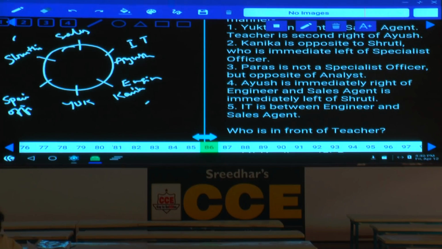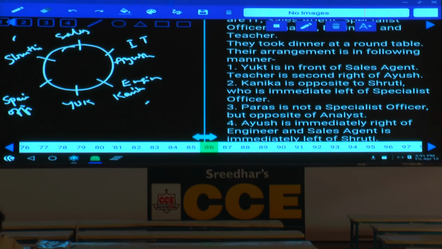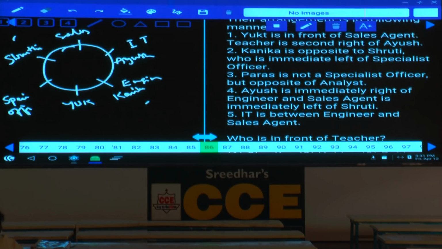Ayush is immediate right of the engineer, the sales agent is to the immediate left of Shruti, and IT is in between the engineer and the sales agent. What is the other information left over? Kanika is opposite to Shruti. Paras is not a specialist officer, so who is Paras here? Paras is the sales agent. Paras is opposite to an analyst, and this Yukt is an analyst. Then what else is left over here?